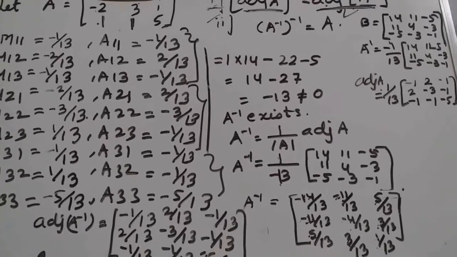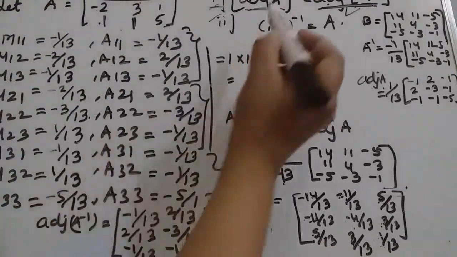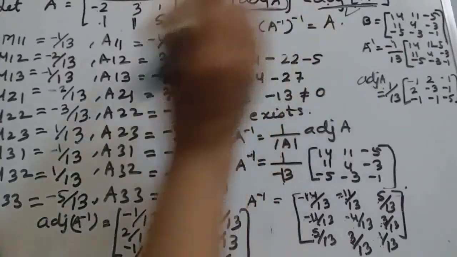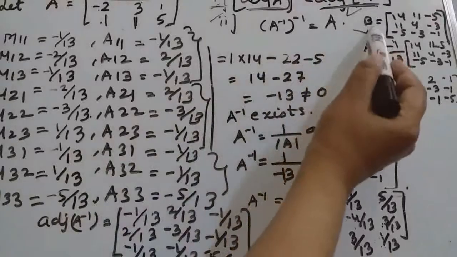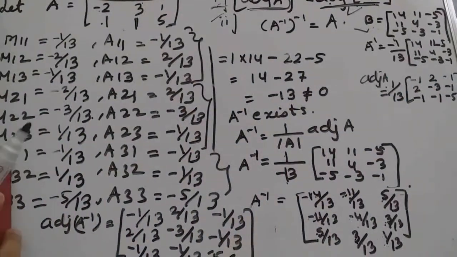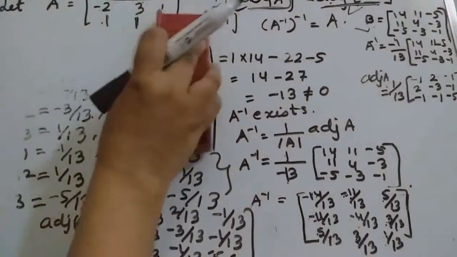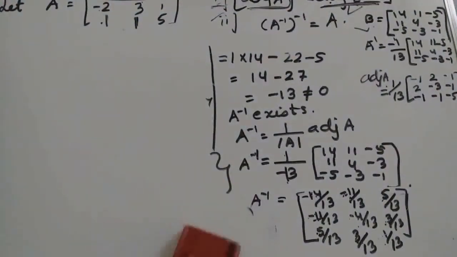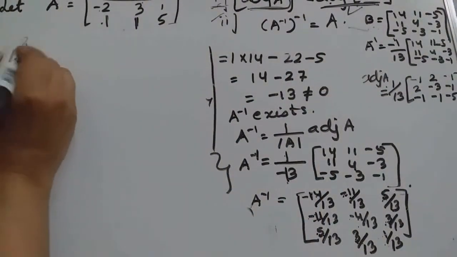To find LHS, we should find B inverse, isn't it? B matrix we got already. So to find B inverse, first we'll find minors of B. So B matrix is this matrix. So I'll write here.